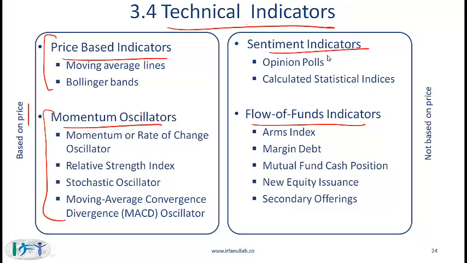On the right, we have two indicators which are not based on price. The fundamental point with these indicators is that we will come up with some numbers based on a formula, and these numbers or indicators will give us a sense for whether the stock will move up or down, whether a stock is in an overbought situation or an oversold situation.